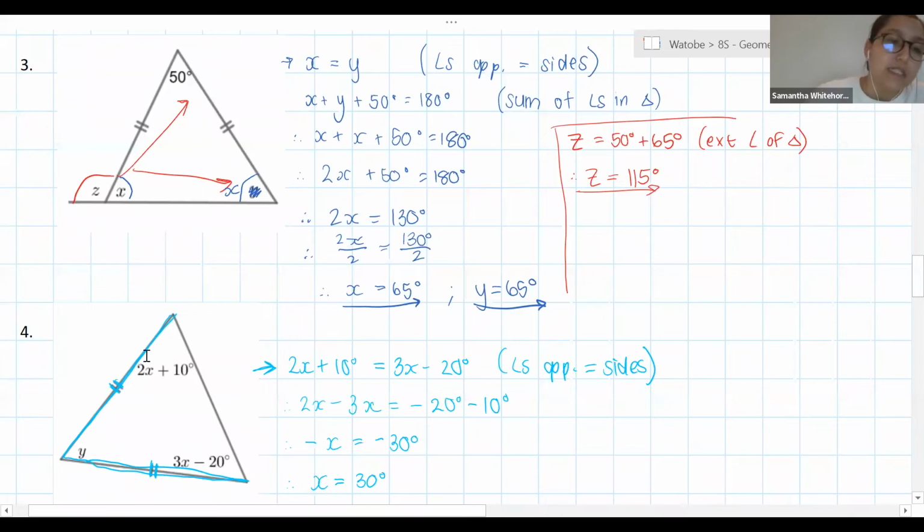And what this does is now I can go and substitute it back in here. So I've got 2 times 30 plus 10, and 2 times 30 is 60, and plus 10 is 70, which means that this whole angle is 70 degrees. And because these angles are equal, I don't even have to do substitution. I know that that must be 70 as well. So I first want to start with X, and then I want to go on to Y.